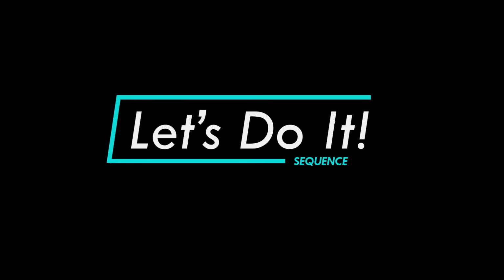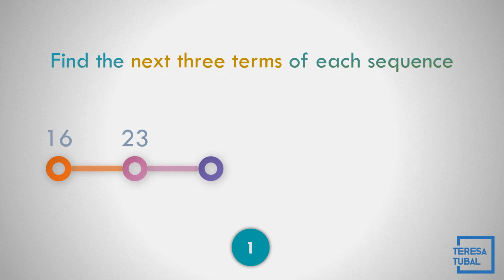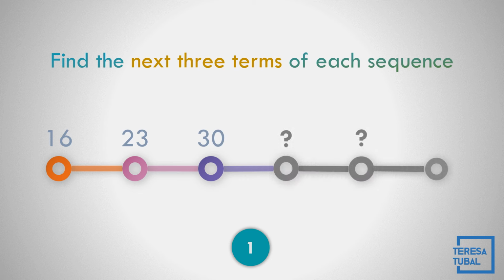Let us apply what you have learned. Let's do it. Number 1. Find the next three terms of each sequence. Of the sequence 16, 23, and 30. Correct. The next three terms are 37, 44, and 51.